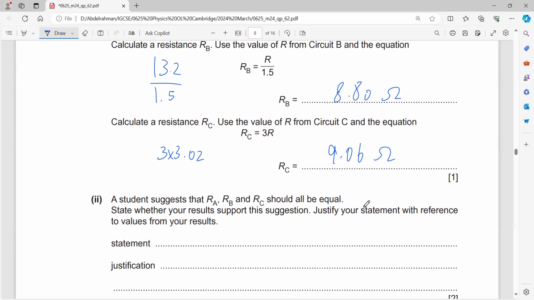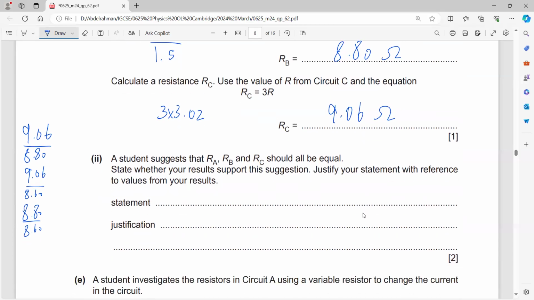And they are equal. Yes, we will consider them to be equal. You can calculate it. For example, 9.06 divided by 8.80 or 9.06 divided by 8.60, or you can just calculate 8.80 over 8.60. All of these numbers would give you a percentage error which is less than 10%. So if you have a percentage error less than 10%, this means that the numbers are equal. Okay, so what should I write down in the statement? Students suggest that they are equal. Yes, I do agree.